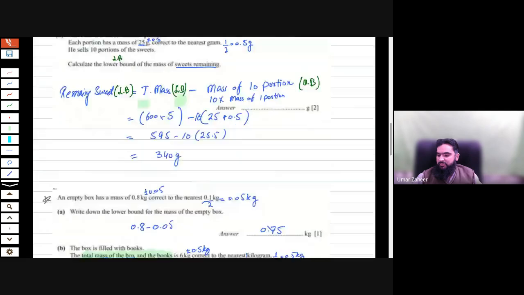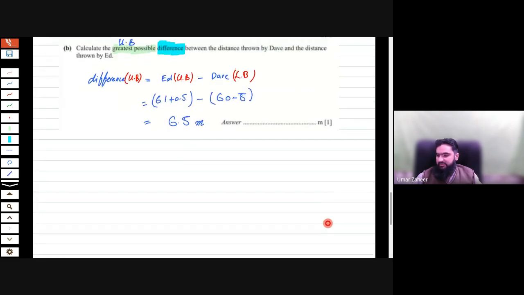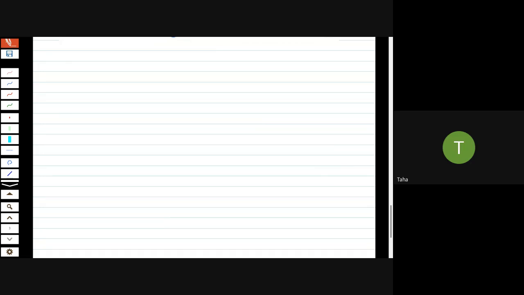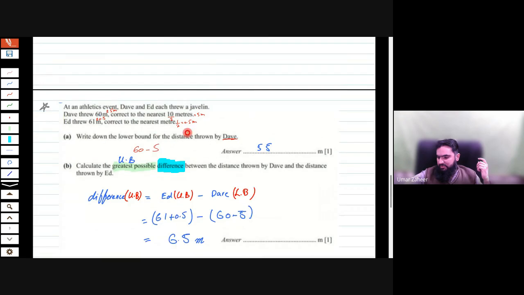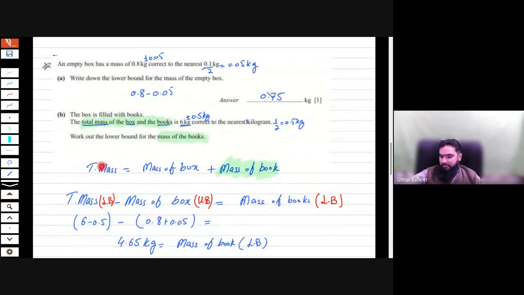Taha asks: Sir, in which case will we use multiplication or division? Obviously, it depends on the question. We have not done any question where we have to use the division case or multiplication. The question will directly tell you to use it. Mostly the questions are going to be simply general questions. Look here, we have done this question: we have to find the difference between the throws of the two persons. It is not any specific topic, just simple general math. Here we are going to find the total mass of the box. It's a simple general thing.